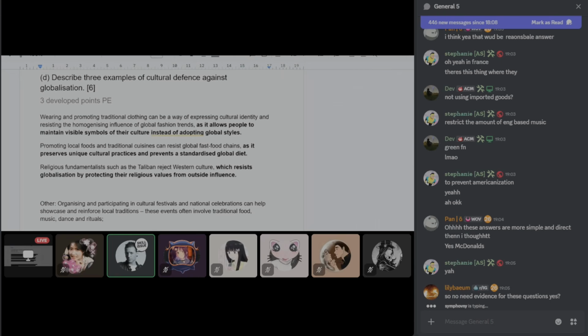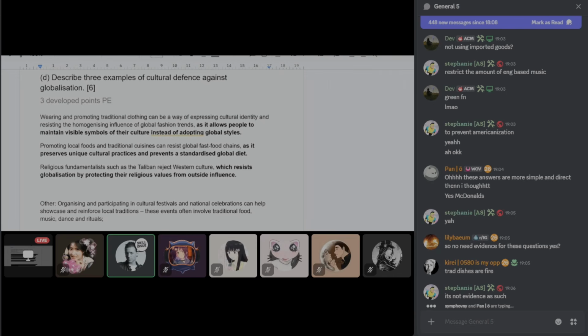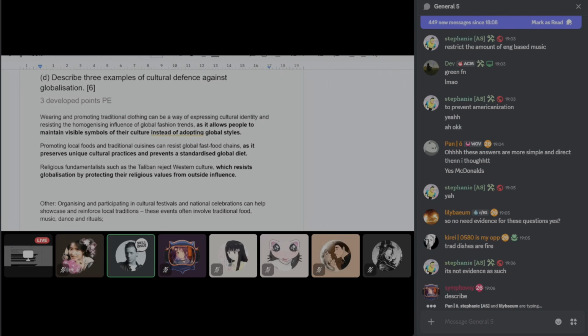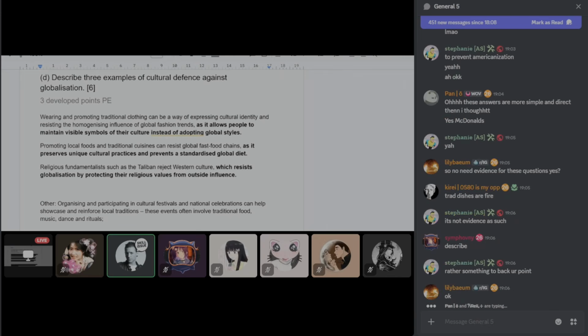So no need for evidence for these questions yet. If you explain it well enough, then there's usually no need for evidence. It's not evidence as such, rather something to back your point. Yes, Stephanie is an economics student. She understands.